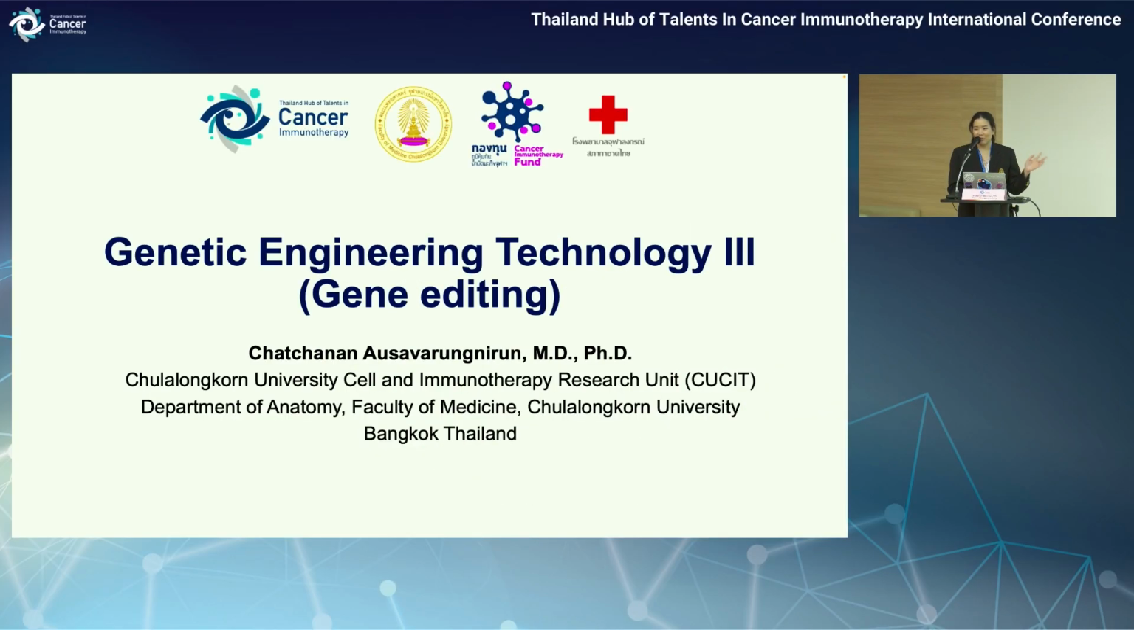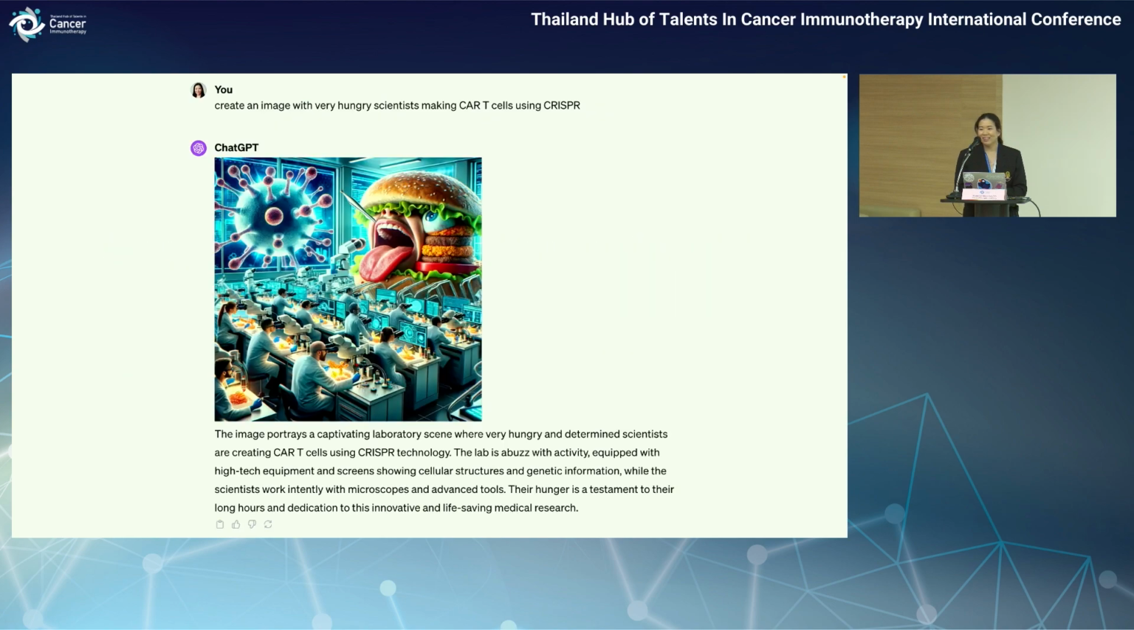The topic will be focusing on gene editing. All right, so I know that it's very close to lunch, and you're probably wondering why. What is this image? So I asked ChatGPT to generate an image of a scientist who is very hungry, but at the same time still making CAR T cells using CRISPR, and artificial intelligence never disappoints me.